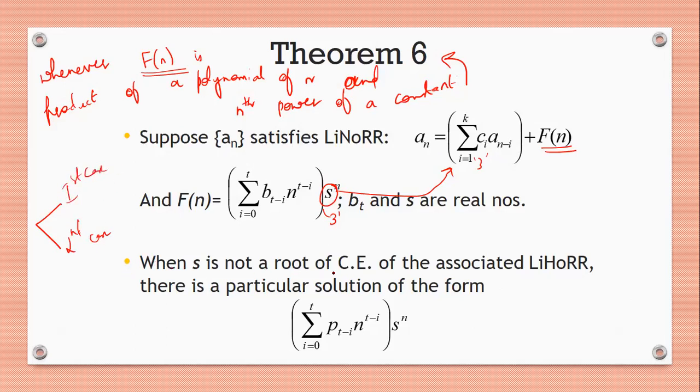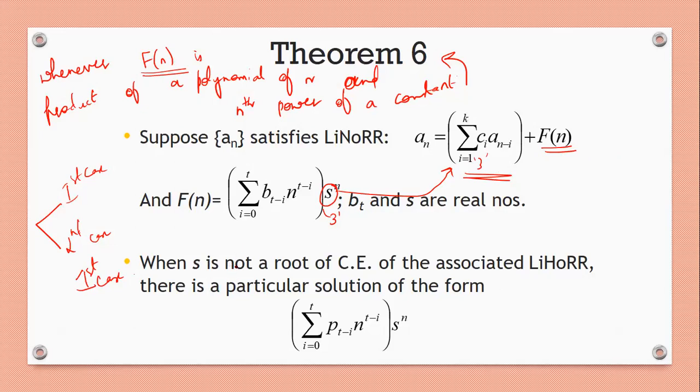So when s is not a root of the characteristic equation, this is your characteristic equation. So this is the first case. When s is not a root of the characteristic equation of the associated linear homogeneous recurrence relation, if you remember it from the earlier topic, that is theorem 5. In theorem 5, we divided our equation into two parts. One was the associated part and the other was the particular solution, an of h plus an of t.